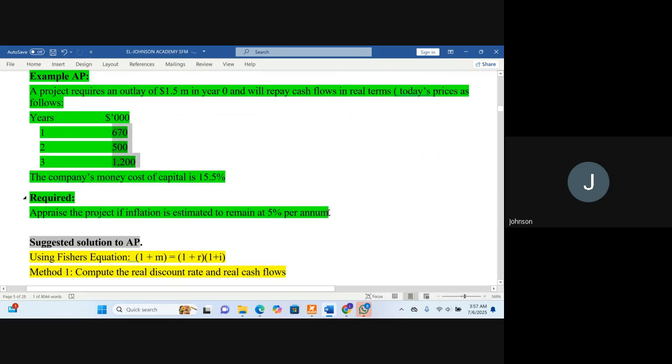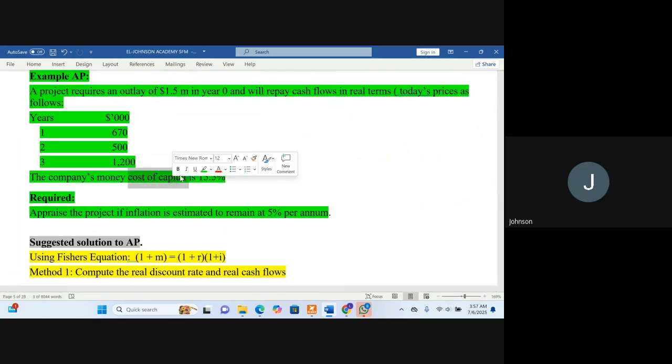But in a situation whereby the inflation rates are the same, then don't bother. Don't inflate your cash flows. Leave your cash flows the way they are. Then you now say, okay, since my cash flows are not inflated, the discounting factor I must use for this cash flow should be a cost of capital that is not inflated also. But in this case, the cost of capital we have here is inflated.